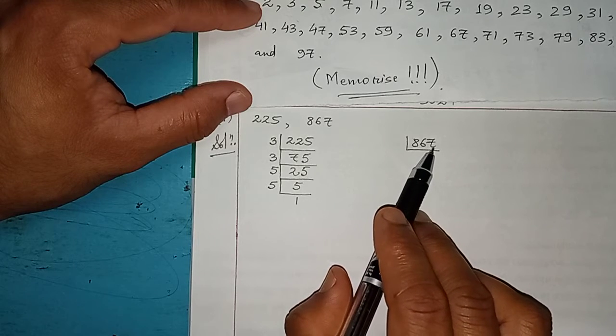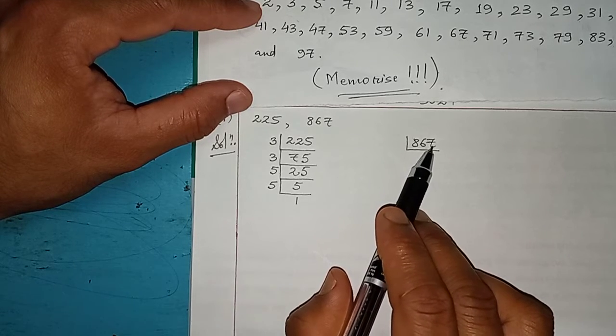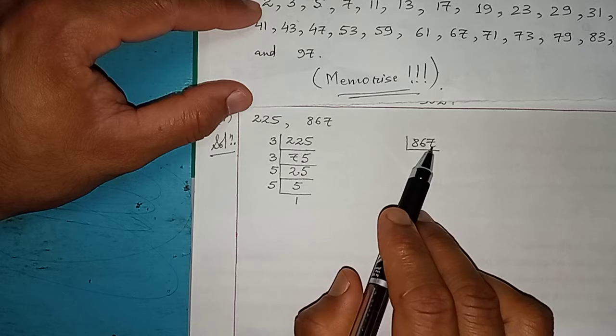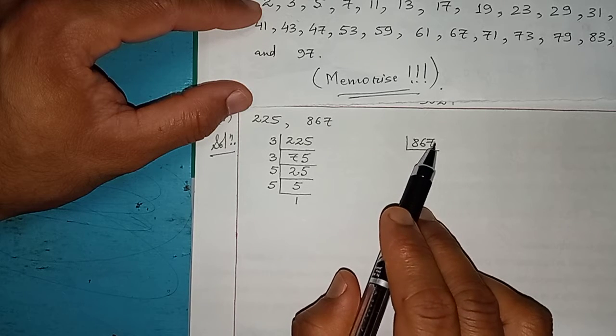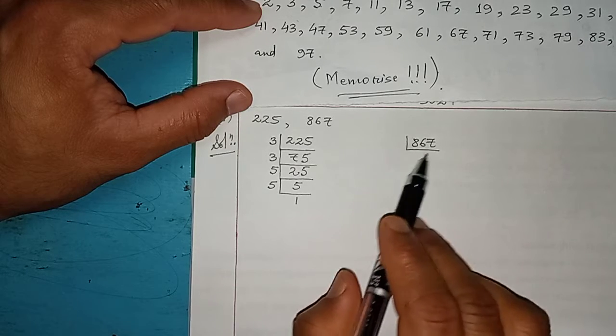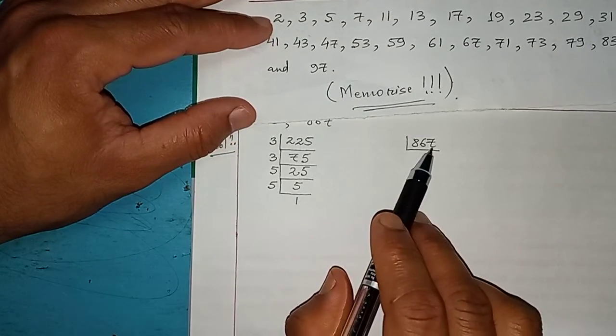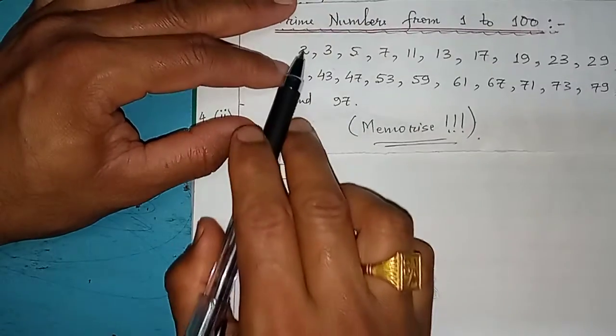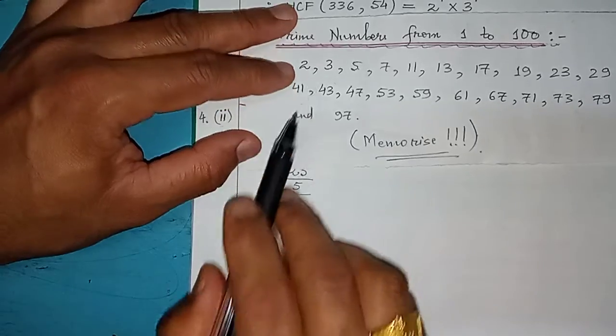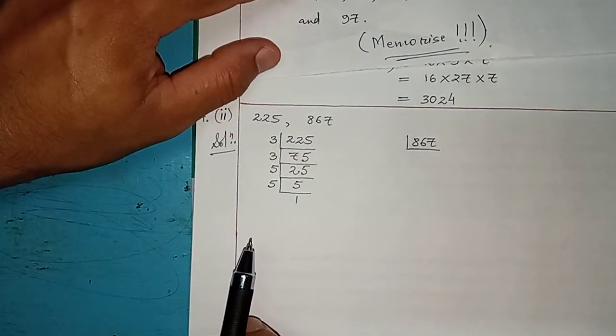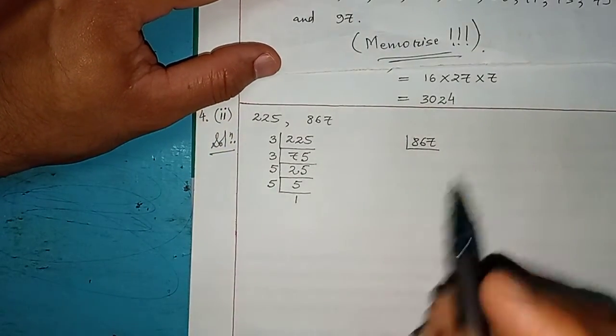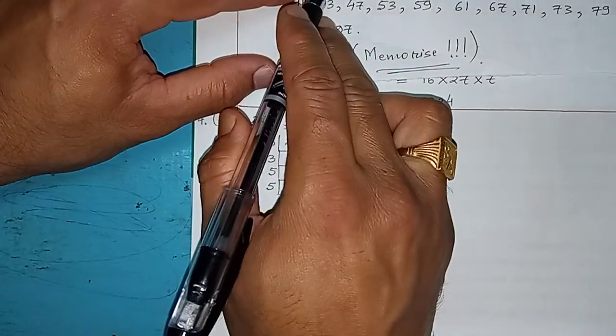So how to identify even and odd? If the unit digit of any given number is 1, 3, 5, 7, 9, then that is odd. And since 7 is there, it is an odd number. So an odd number we cannot divide by 2. We cannot divide by the prime factor 2. So we cannot do it by 2, then we should try by 3.